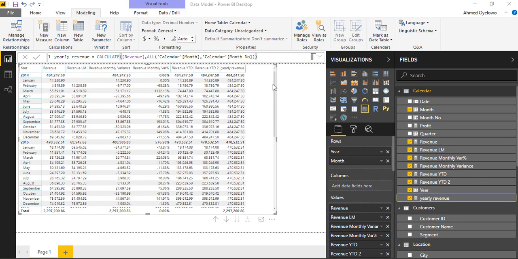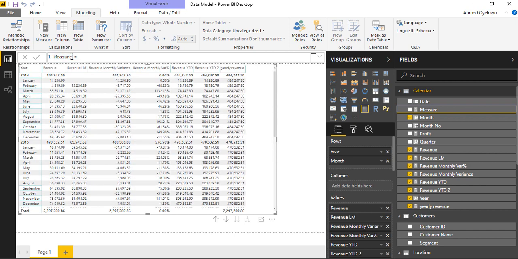So now that I have my yearly revenue, that gives me the total revenue for the whole year, I can write a measure that is going to give me the percentage share for each month on the total revenue for the year. So I'm going to define a new measure. I'm going to call it monthly percentage share.